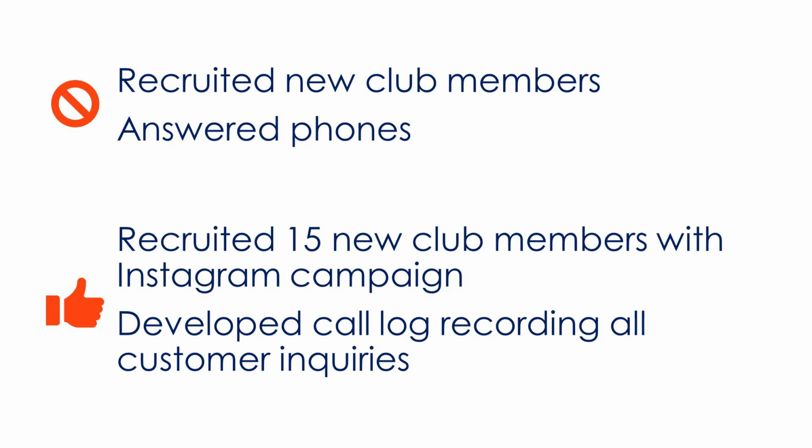So you want to take relatively generic phrases like recruited new club members or answered phones and translate them into more specific bullets with quantified information. Stuff like recruited 15 new club members with Instagram campaign. Notice how specific that is and notice the quantifiable information. Or developed call log recording all customer inquiries, right? In those revised versions, we're focusing on results and we're including numbers whenever possible.